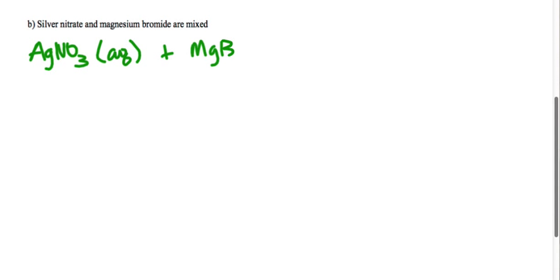Silver nitrate and magnesium bromide are mixed. So here we go. AgNO3 is a salt. Is it soluble or insoluble? Soluble, so it's aqueous because of Big Daddy. MgBr2, don't let this trick you. It's a halogen. It's soluble. It's not silver, mercury, or lead. So it is soluble, so we do write aqueous. They're mixed, and what do we get?